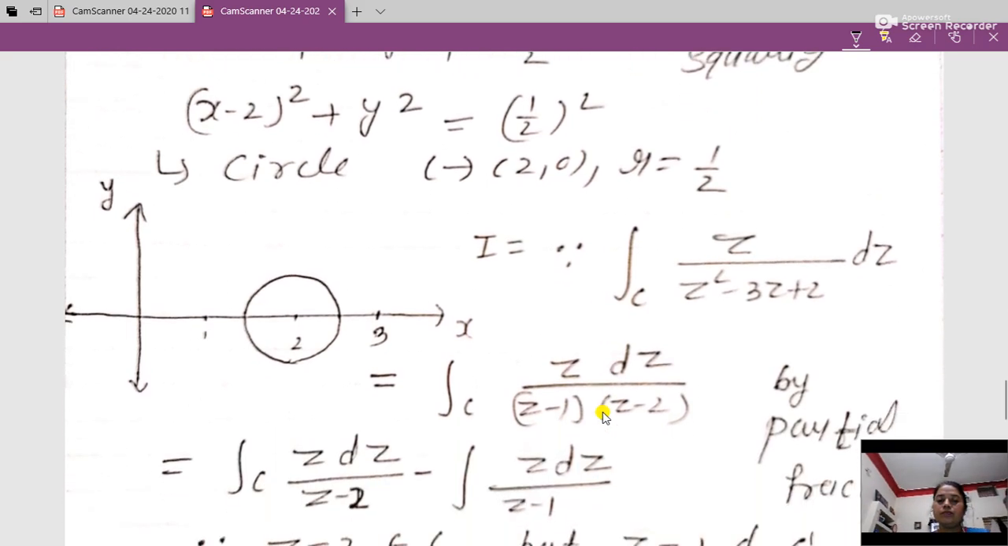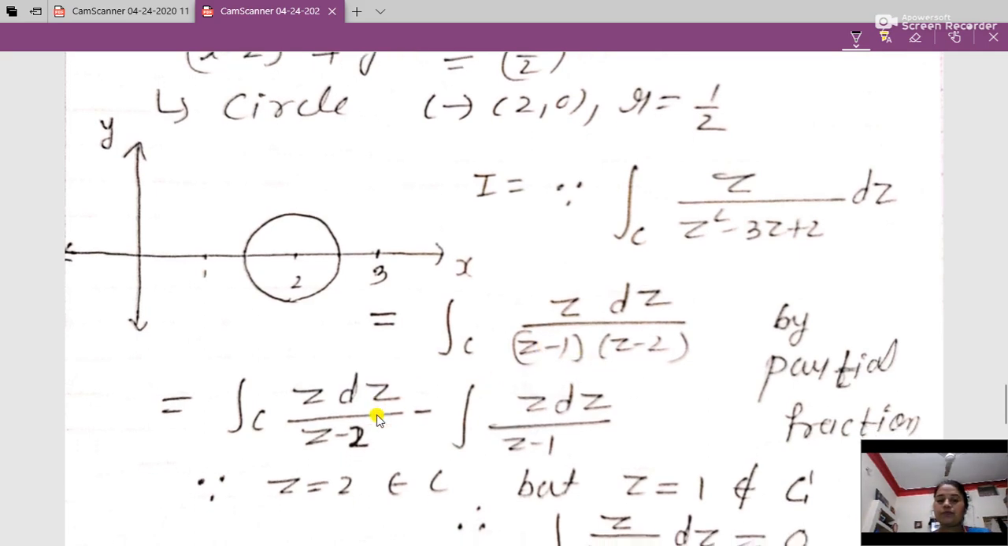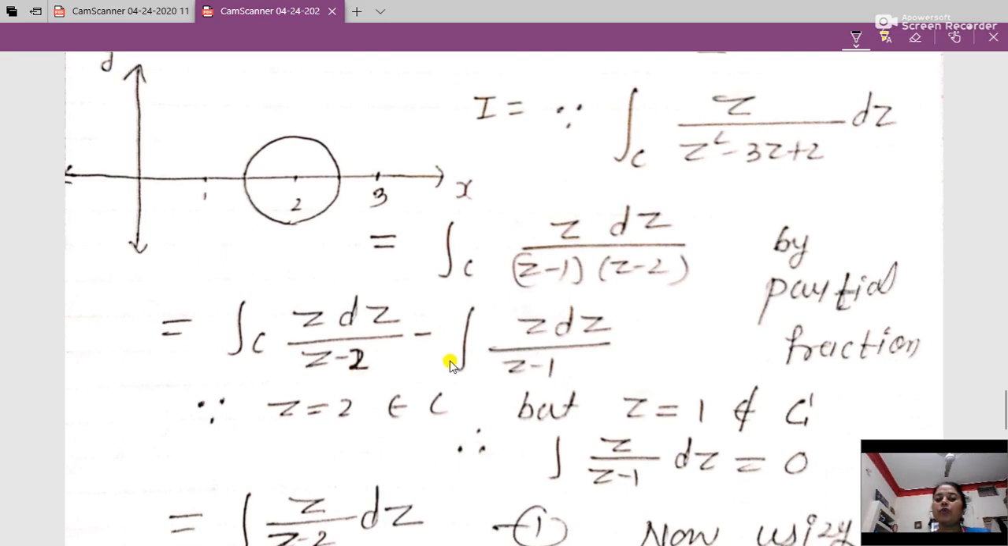Now, since the integration was the integral of z dz upon z square minus 3z plus 2, if we make factors, it has two factors, z minus 1 into z minus 2. And when we do partial fractions of 1 upon z minus 1 into z minus 2, it will be 1 upon z minus 2 minus 1 upon z minus 1. So the integration can be split into two parts: the integral of z dz upon z minus 2 minus the integral of z dz upon z minus 1.